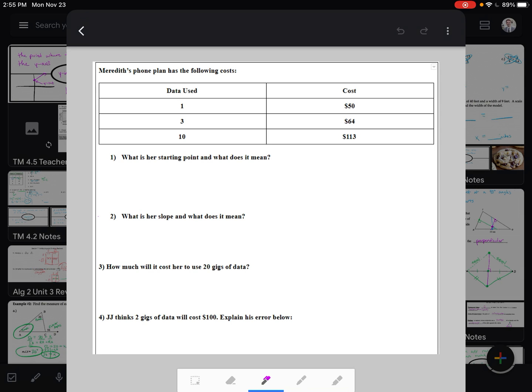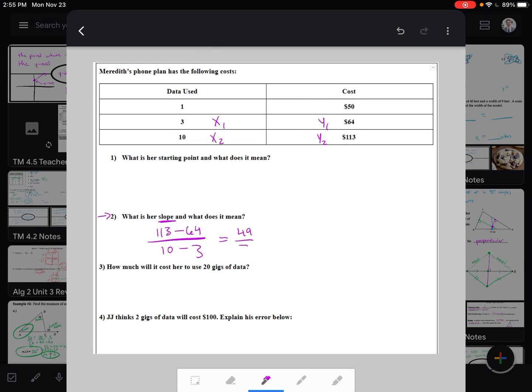So first things first, let's actually skip to number 2. This is going to help us out. What's her slope? Well, we can take any of these points, but we can do something like y2 minus y1 over x2 minus x1. So 113 minus 64 over 10 minus 3. And then we'll end up with 49 over 7, or a slope of 7. So a slope of $7, and for every $7 increase, we go up by 1 gig of data. So it's $7 per 1 gig of data. So it's her rate of change or her increase for each extra gig of data she uses.